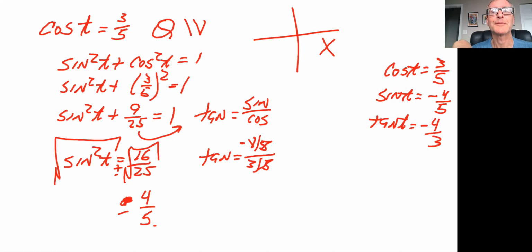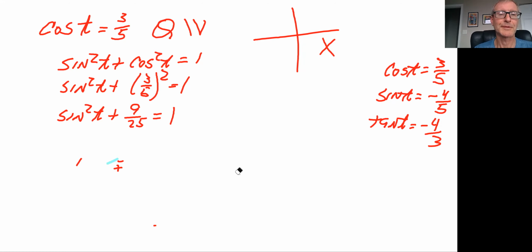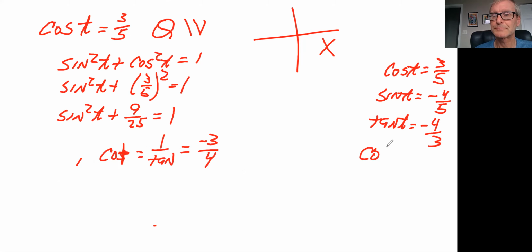So I'm going to get the eraser out, give myself a little bit of room. And so to finish this, let's do cotangent next, right? Because cotangent, excuse me, is 1/tangent. And so you flip-flop that. So that would be minus 3/4. So cotangent of t is minus 3/4.